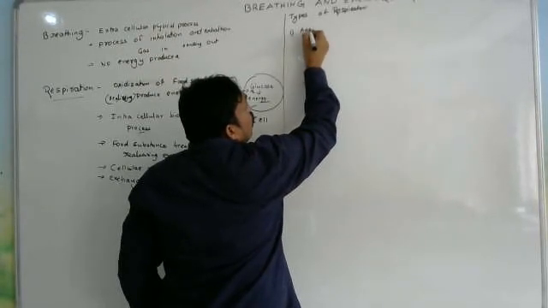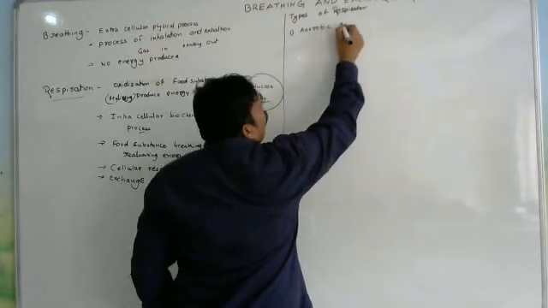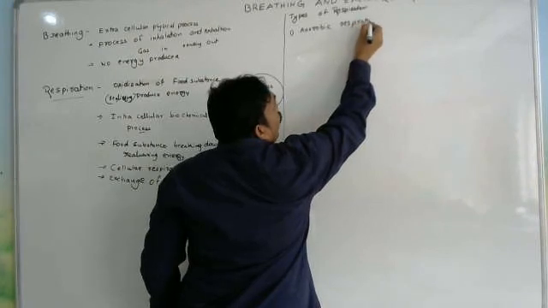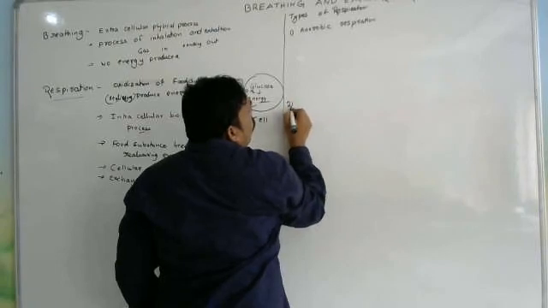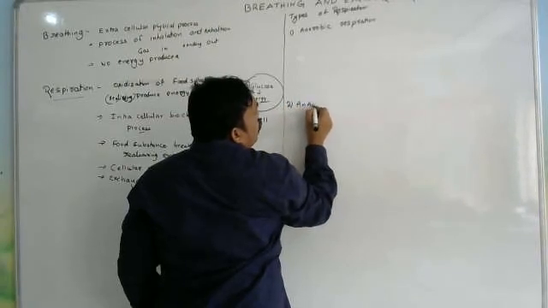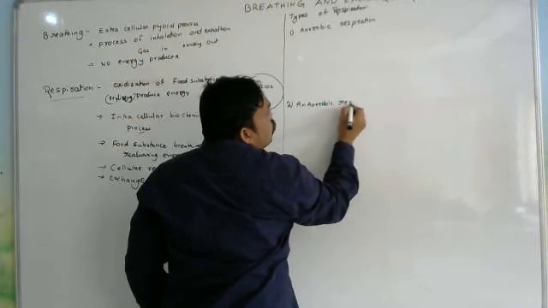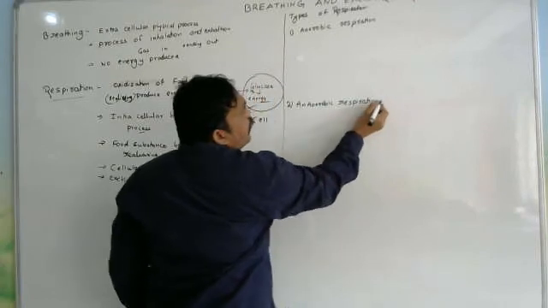One is aerobic respiration. The second one is anaerobic respiration. So respiration has two types: aerobic respiration and anaerobic respiration.